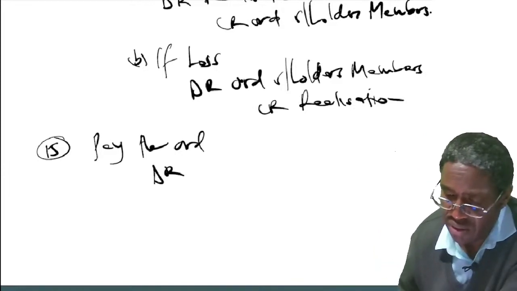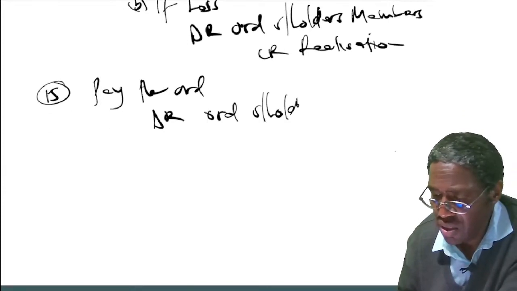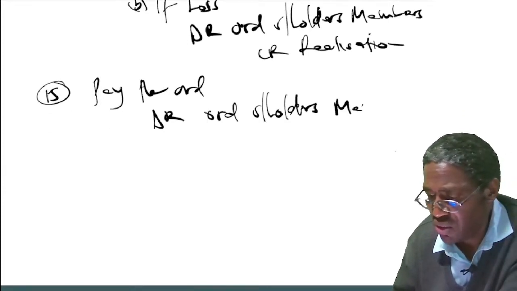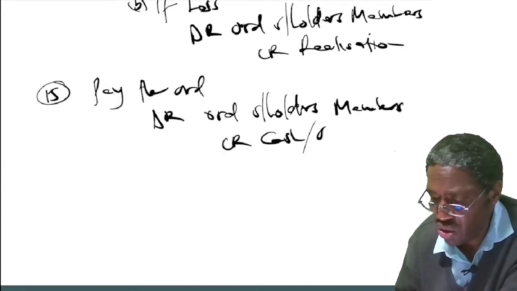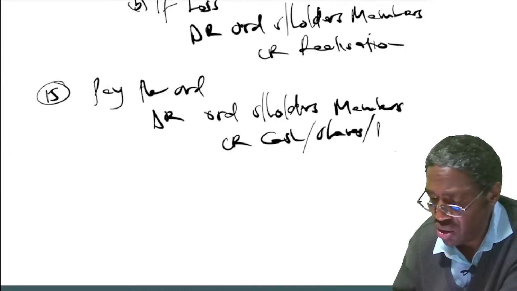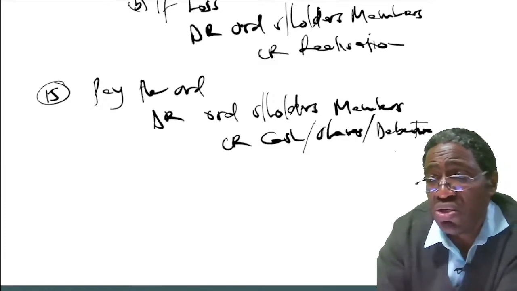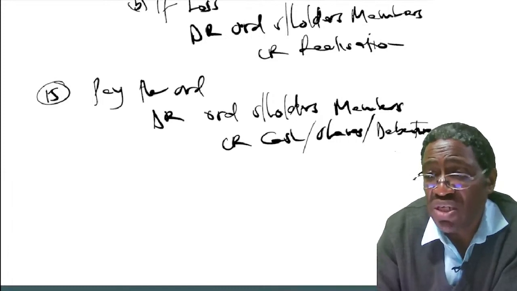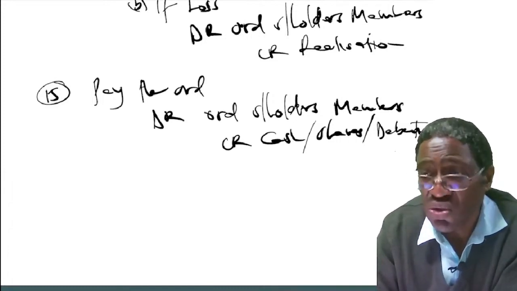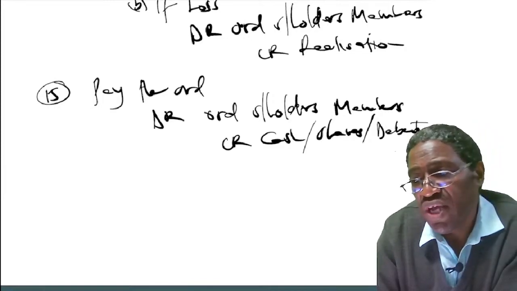Debit ordinary shareholders members. Credit cash, stroke, shares, stroke, debentures. It all depends on what the question tells you. You are giving them. You debit ordinary shareholders members, credit cash, stroke shares, stroke debentures. That's all for the entries in the books of the selling company.